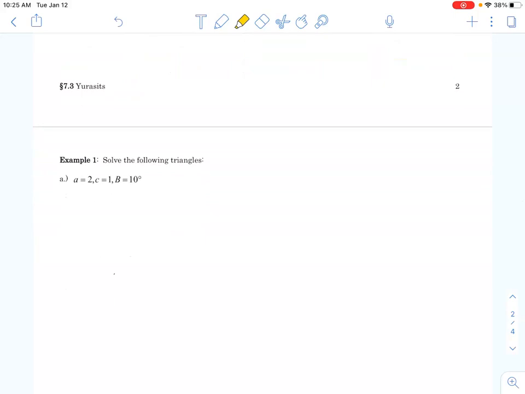In example 1, it says solve for the following triangles. So I'm given side length A of 2, another side length of 1, and an angle of 10 degrees. For me, I'm a visual learner, so I'm going to create an oblique triangle. Does not look terribly accurate. I agree with that, but I'm going to label any which way I want. It does not matter. And I'm going to fill in the pieces I have. So I have B is 10 degrees, A is 2, and C is 1.